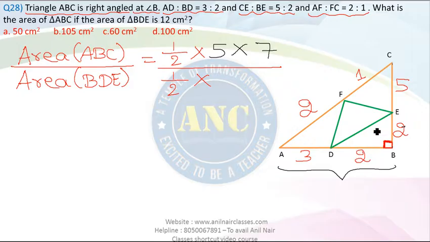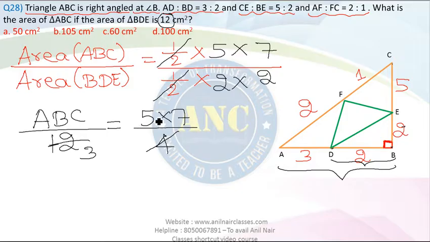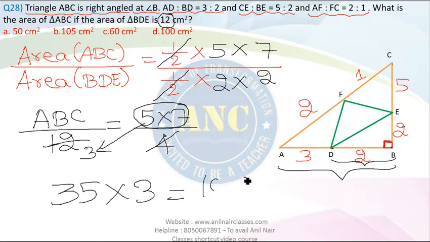Similarly, for BDE, base is nothing but BD. It is 2. Height is nothing but BE. It is again 2. Now, if I simplify, half will cancel on both sides. This becomes ABC area divided by BDE area, which is given in the question as 12, equal to 5 into 7 divided by 2 into 2, 4. 4 into 3 is 12. This is 7 into 5, 35, multiplied with this 3. Answer for this question is 35 into 3, which is 105 centimeter square. Very, very easy question to be solved, sir.